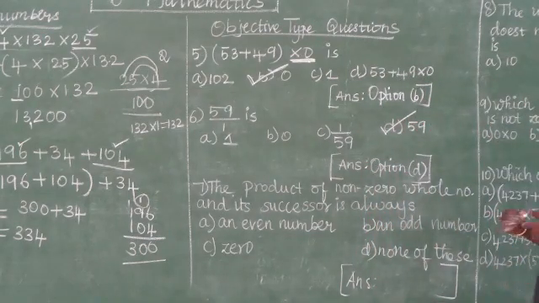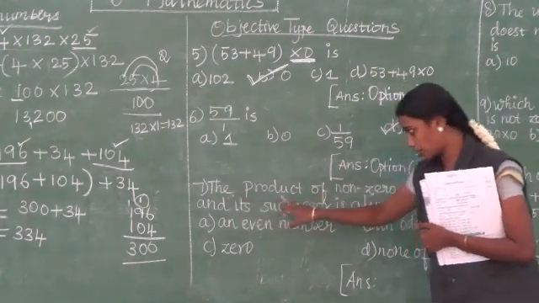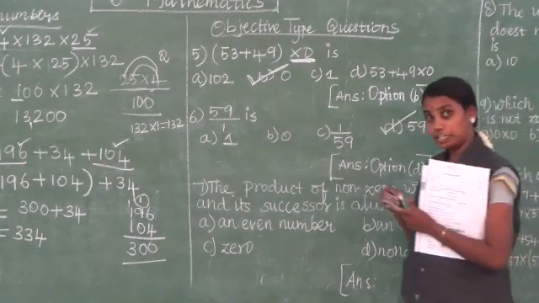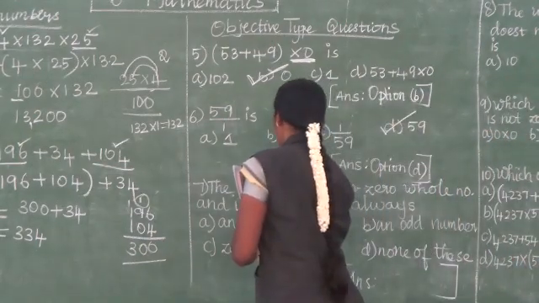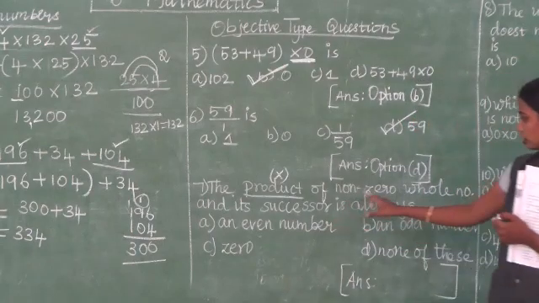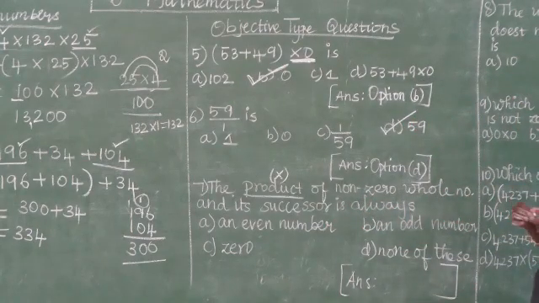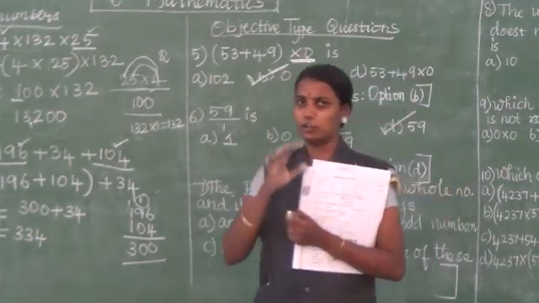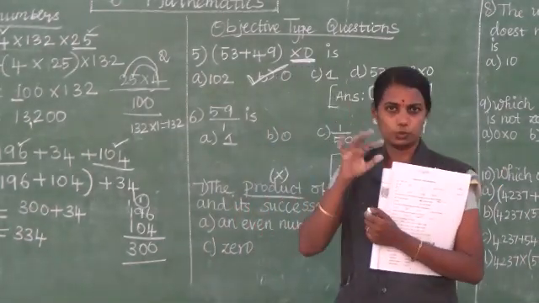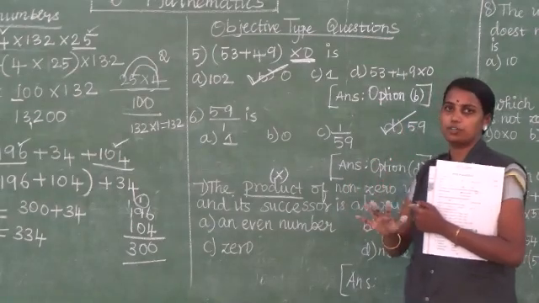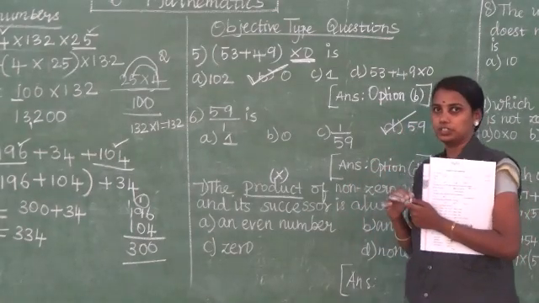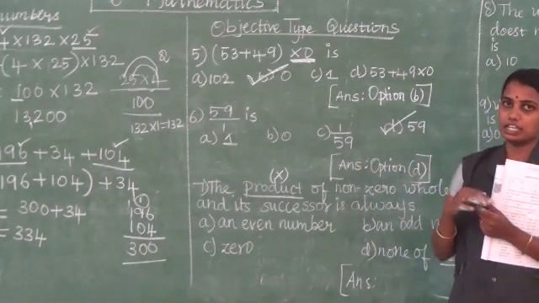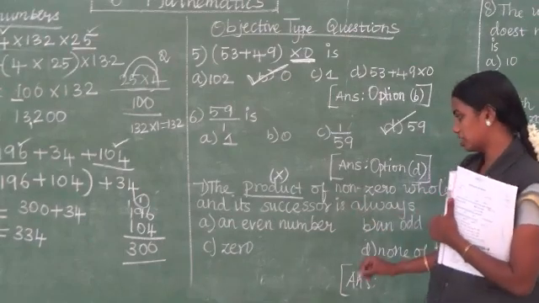Question number 7. Listen to the question properly. The product. What is meant by product? Multiplication. Okay. Product means multiplication. The product of non-zero whole number. What is that non-zero whole number? First time here hearing. Yes or no? Whole number starts from 0. So the non-zero whole number means other than 0. Okay, other than 0 you can take any whole number. So just I am taking as 1.